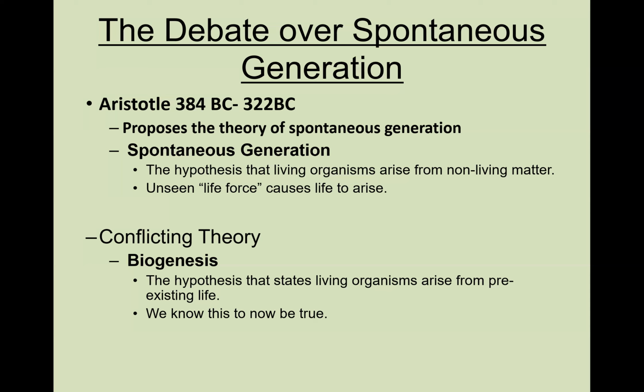So again, I really like to break down terms to make a little bit more sense. If you see the term genesis, think of beginning, and then again, bio meaning life. And this is the idea that we now know is true. Spontaneous generation had then been debunked, but it took some time. Biogenesis is the idea that living organisms arise from pre-existing life, aka it has to be living to arise new life. And again, this is the theory that we now know to be true. But prior knowledge was the idea that spontaneous generation was the way that things worked.